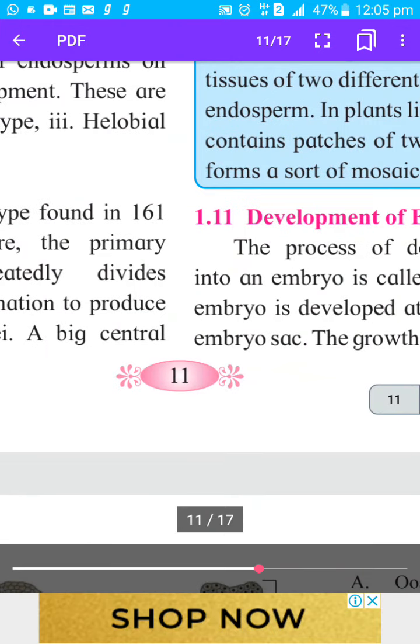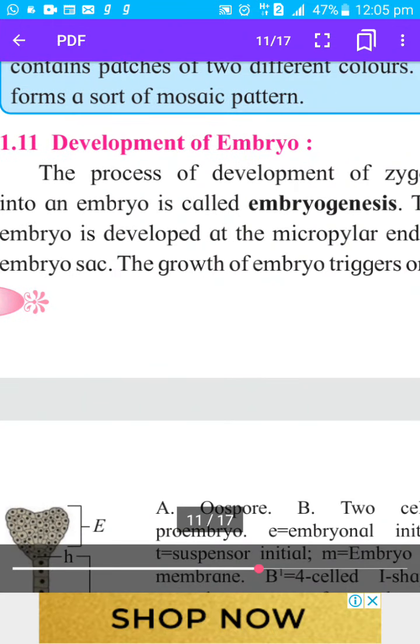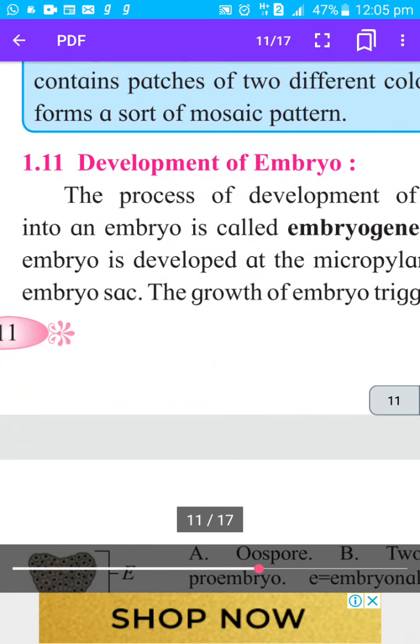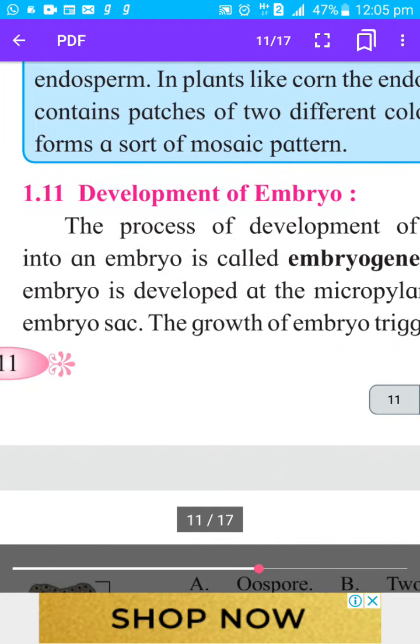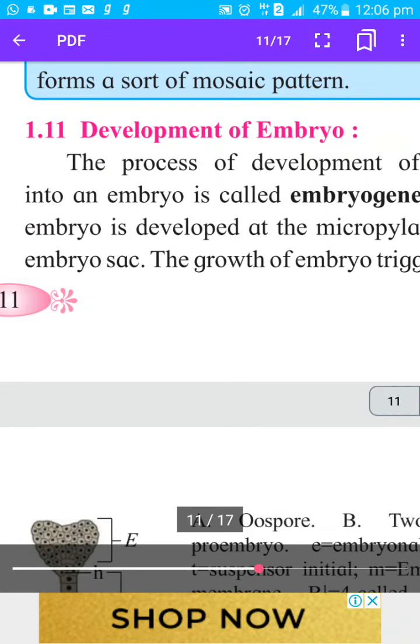Then next one is development of embryo. What is meant by embryo? After fertilization there is formation of zygote, that is, the male and female gamete will form zygote in sexual reproduction, and then that zygote will develop into embryo. In the embryo all plant parts are there inside, and when the conditions are favorable, that embryo will develop into a new plant.